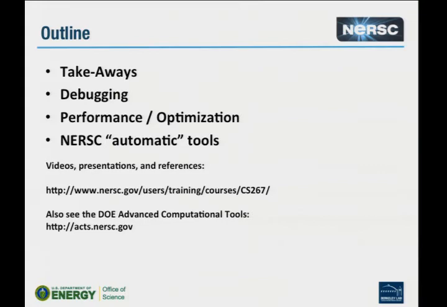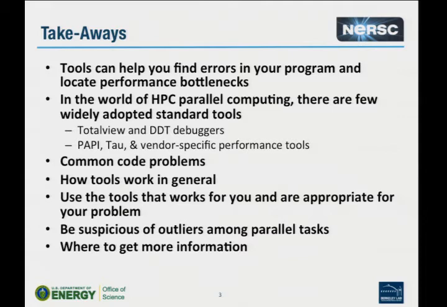So the takeaways are, yes, tools can help you find errors in your program and locate bottlenecks. But in the world of HPC computing, unfortunately, there really are not a lot of standard go-to tools. A lot of people have their favorites, and a lot of people really love certain tools, but there's not a wide agreement among everybody that this is the one or two go-to tools. The one exception might be in parallel debuggers. There are two commercial tools called TotalView and DDT, and we have them both at NERSC. I think DDT is our primary debugger, but you can use them both. Those are pretty standard in HPC, and they can be very useful to you. I have a slide about those, too.